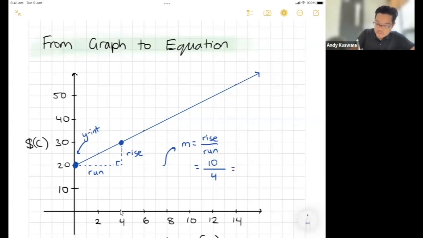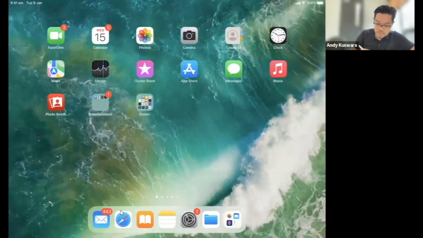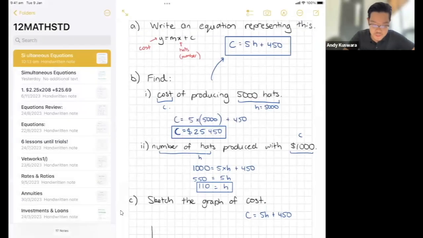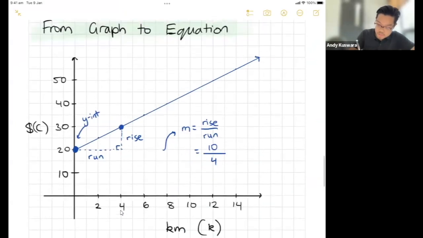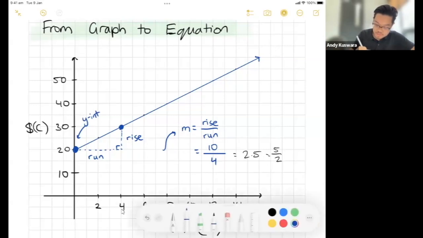And I can see here, this would be 2.5. Stick with me, guys. Which equals 2.5. So you can write it as 10 on 4. You can write it as 5 on 2. It doesn't matter as long as you've got the general idea.